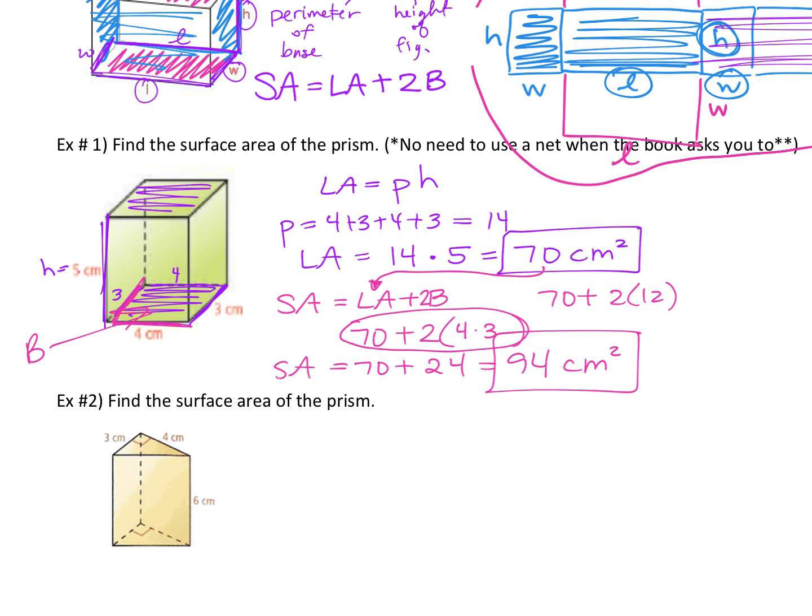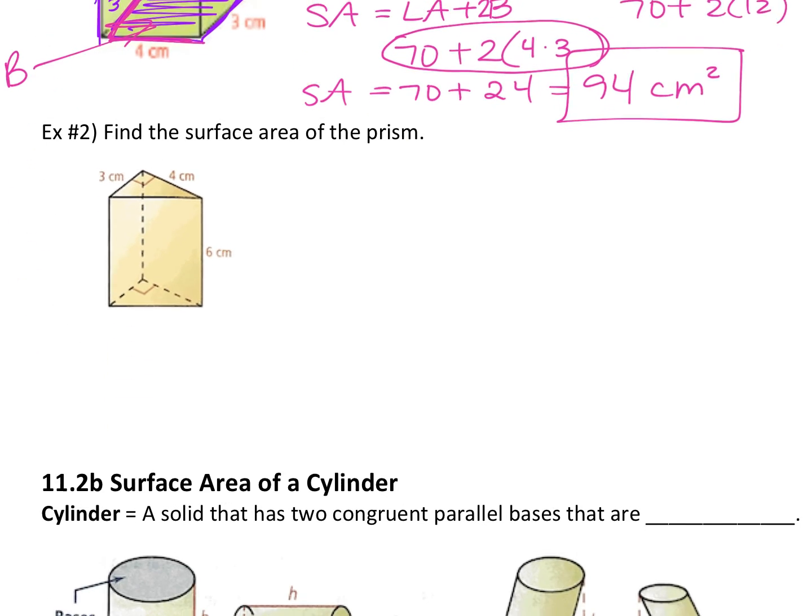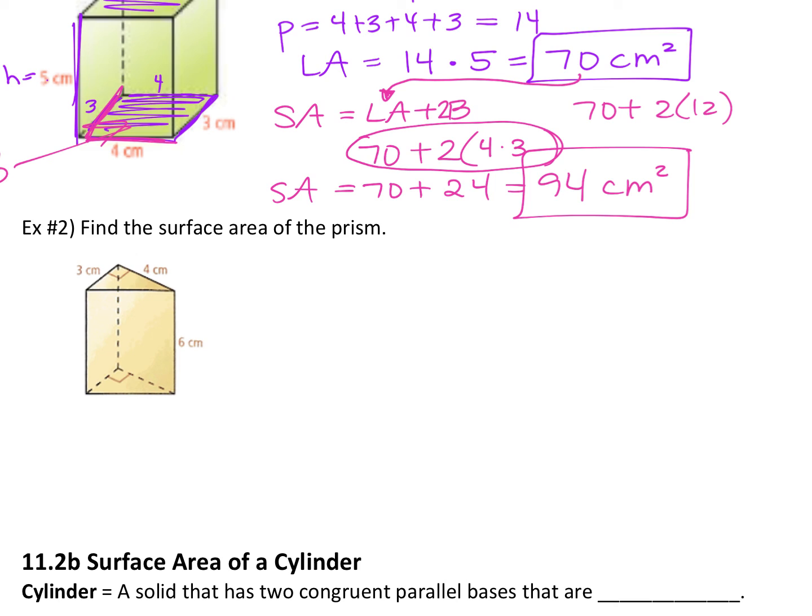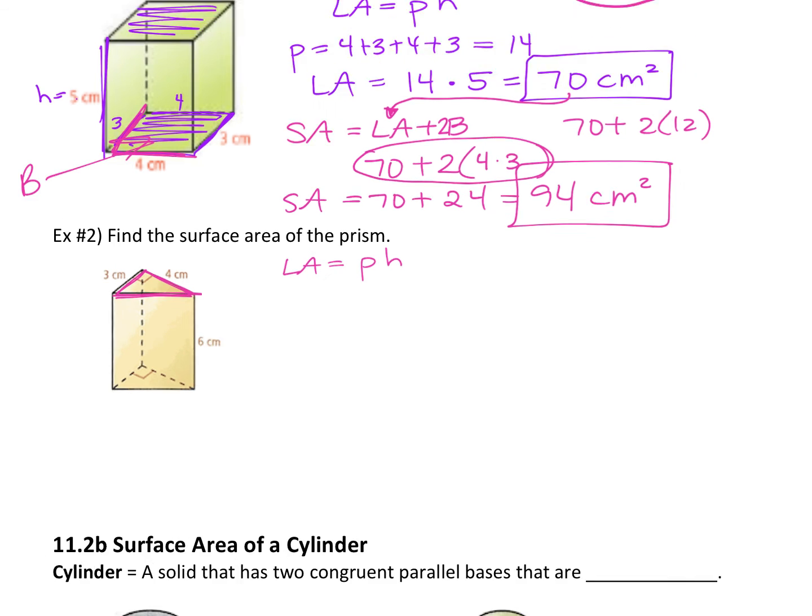Okay, last one. Find the surface area. So your lateral area is the perimeter of the base times the height. Now, what shape is your base? A triangle. How do you find the perimeter of that triangle? Yeah, do the Pythagorean theorem. Are you with me? This is hard. Pay attention. Pythagorean theorem, if I want the perimeter of that triangle, right?